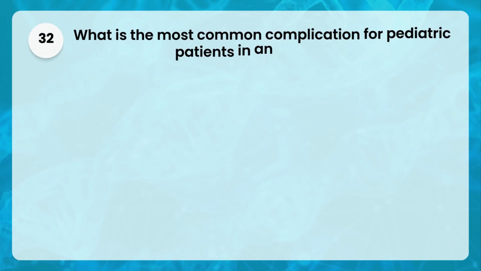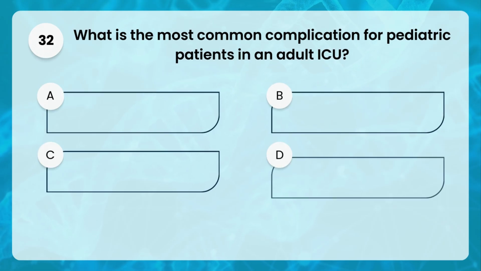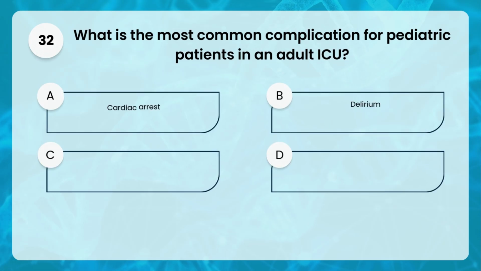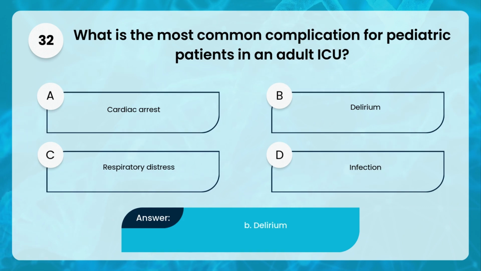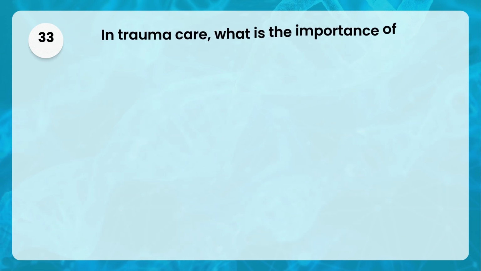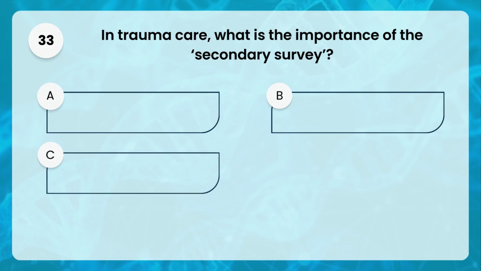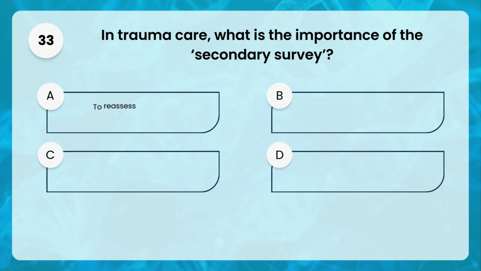32. What is the most common complication for pediatric patients in an adult ICU? A. Cardiac arrest. B. Delirium. C. Respiratory distress. Or D. Infection. The answer is B. Delirium.